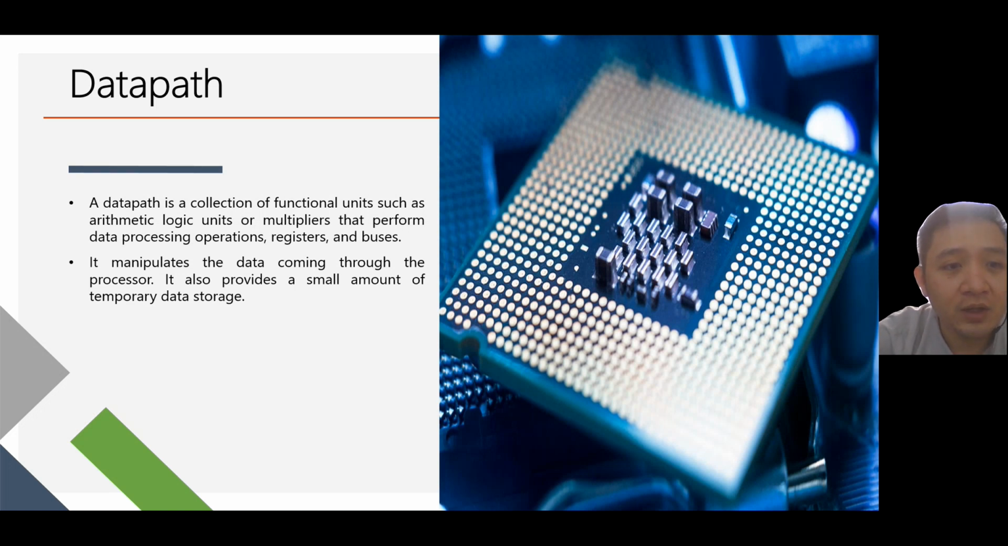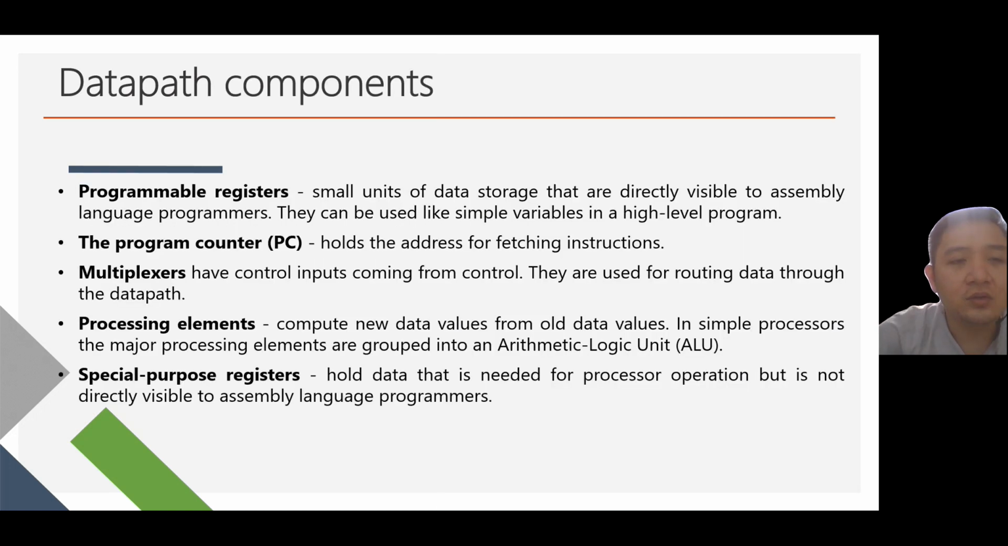The data path also manipulates the data coming through the processor. It also provides a small amount of temporary data storage. A data path has its own components as well. Each part of a data path is as follows. We'll start with the programmable registers. Programmable registers are small units of data storage that are directly visible to assembly language programmers.